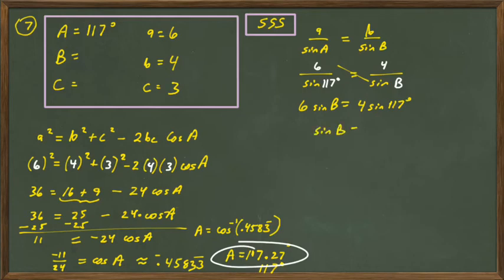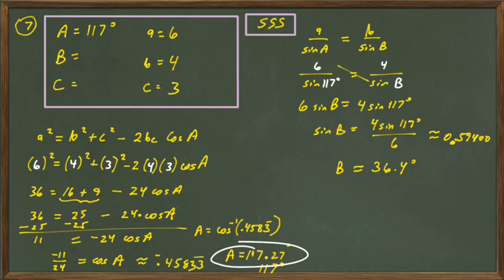So the sine of B is going to equal 4 sine 117 degrees, divided by 6, right? And that's going to give me some decimal. 4 sine 117, I'm in degree mode. Divide that by 6. Gives me 0.594. So I would need to get the arc sine of that. To get rid of the sine, I'm going to do the arc sine of that number, 0.594, and get 36.4.